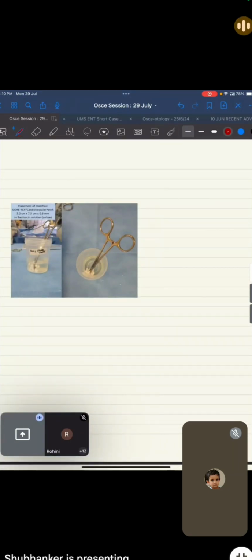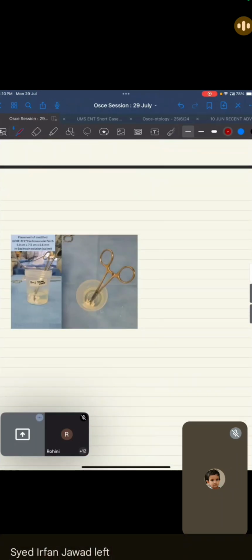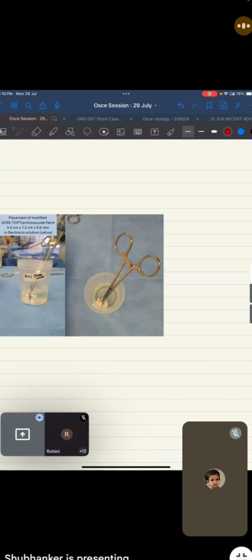And apart from that, it can have a sort of crumbled paper type appearance. I don't know whether I got it or not. No. Okay. So it's a sort of crumbled paper appearance. I'll share that image also of Gore-Tex. And remember that Gore-Tex is also used in rhinoplasty.